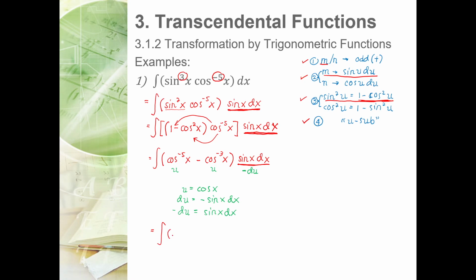So we have u to the power of negative 5 minus u to the power of negative 3, then negative du. So this is the time that we can now distribute your negative du so that we can simplify your integration process. So negative integral of u to the power of negative 5 du. That's your first term. So I automatically remove the negative sign outside the equation. For the second term, that's minus u to the power of negative 3. So negative times negative is positive. So u to the power of negative 3 du. Okay.